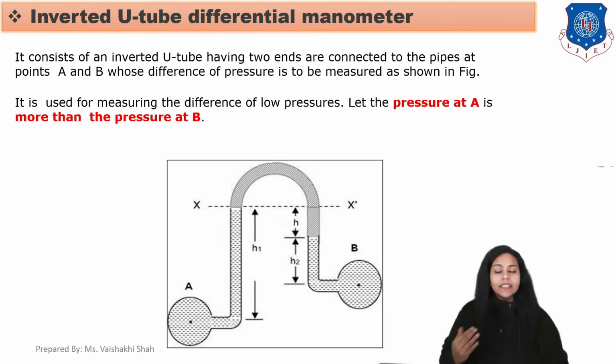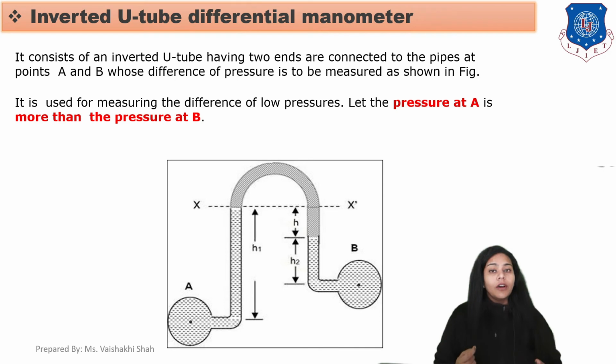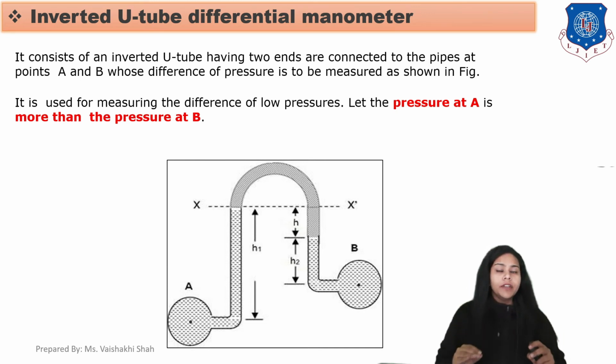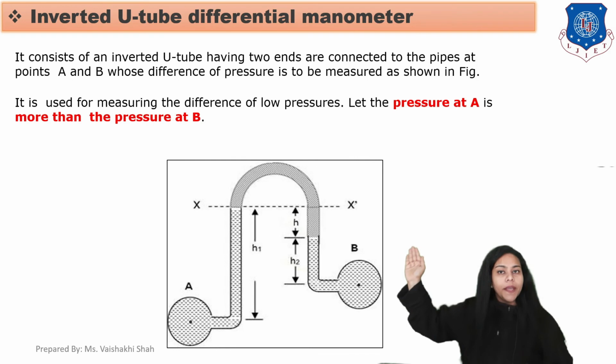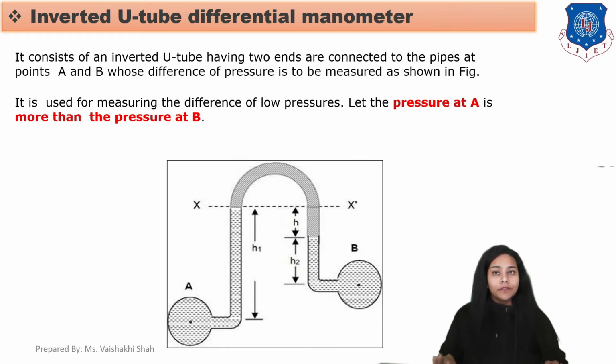Now, the places where we can use the inverted U-tube manometer: it is used for measuring the difference of low pressure. Remember, when there is a very low pressure difference between two pipes, almost negligible, at that time we use the inverted U-tube differential manometer. It is not useful for high pressure difference. It is normally used for very low pressure difference between the pipes.